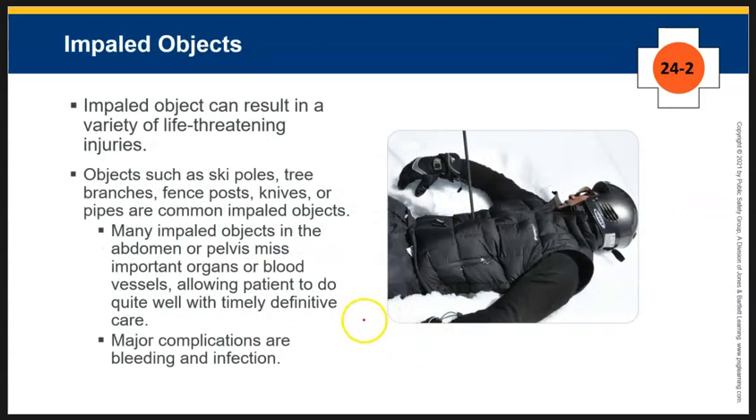Impaled objects can result in a variety of life-threatening injuries. When we consider an impaled object in the abdomen or pelvis, consider where we find those vascular regions, potentially along the midline, and consider the possibility of bleeding as a major complication.